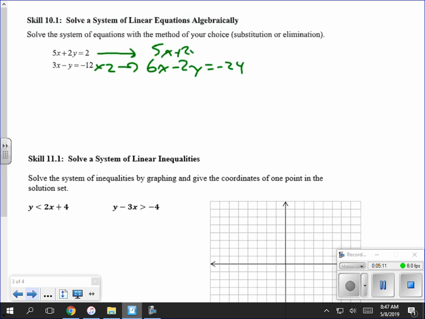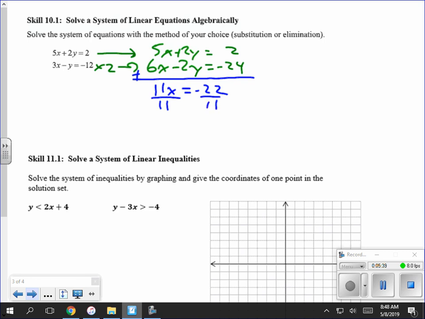5x plus 2y equals 2. And the reason I did that is because I have positive 2y and negative 2y. When I add the two equations, my y's will disappear. 5x plus 6x gives me 11x. 2y plus negative 2y gives me 0y. 2 plus negative 24 gives me negative 22.